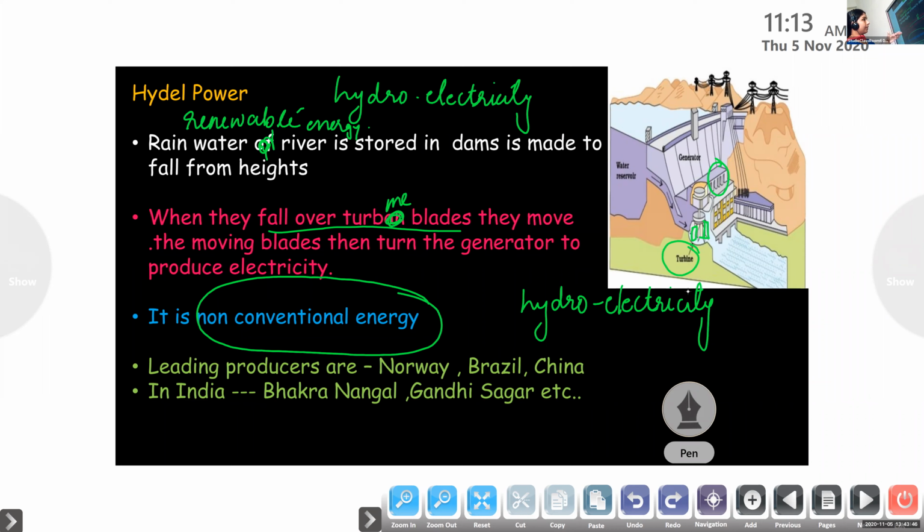Electricity produced like this is called hydroelectricity. Then why do we use the word renewable energy? You can see it is renewable because water is easily available, and at the same time we can use the water in the dam for other purposes, for irrigation, for agriculture purposes. We can use the same water. Then conservation, reuse.